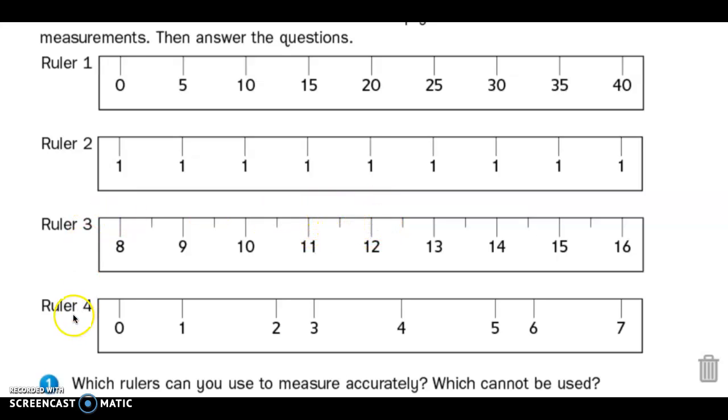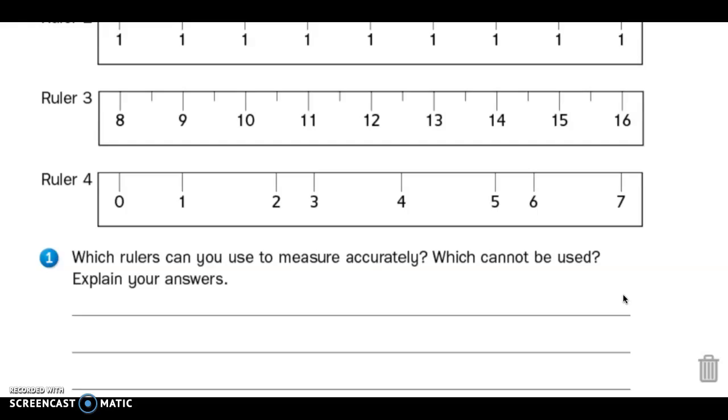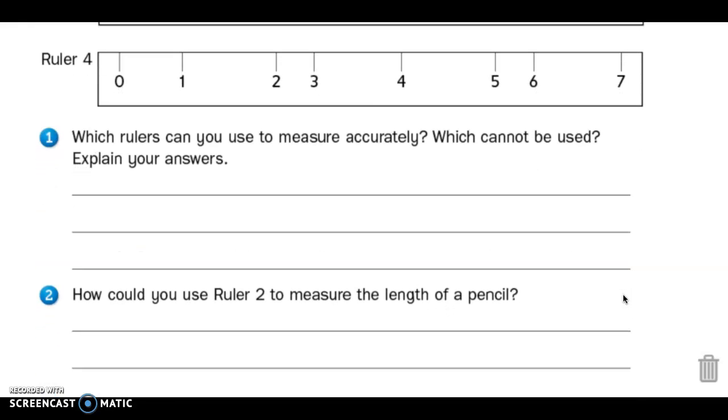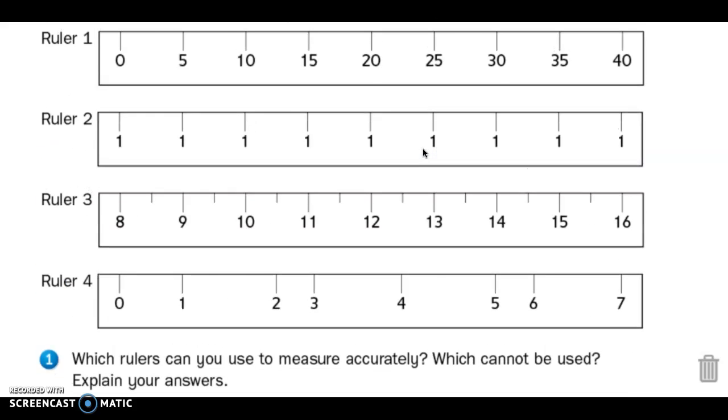Okay. And then ruler 4. 1, 2, 3, 4, 5, 6, 7. What do you notice about ruler 4 spacing? Long, longer, short, long, long, short, long. What does our first question say? It says, which rulers can you use to measure accurately? Which cannot be used? Explain your answer.